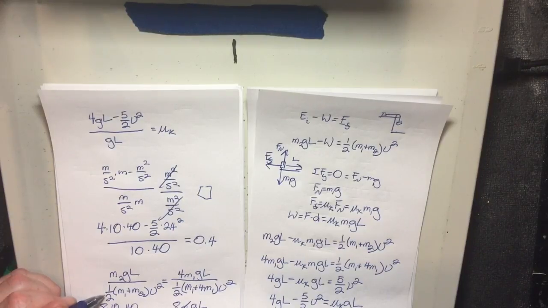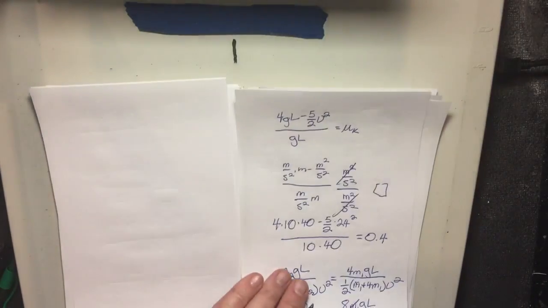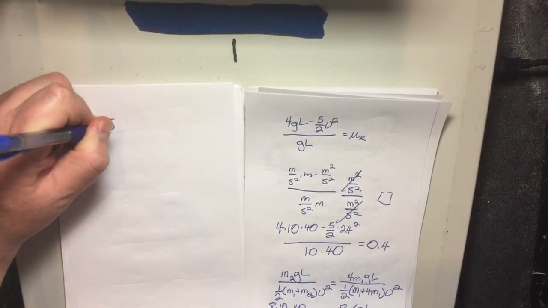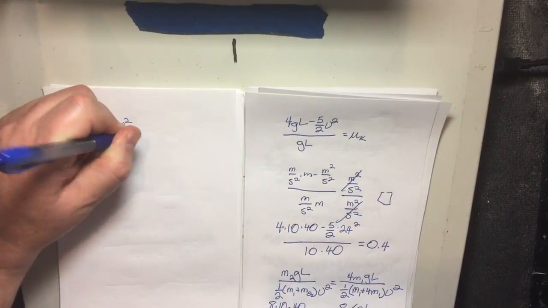It should be E final over E initial. I have E initial over E final. So really all you've got to do is take it and invert it. So really the answer that I'm looking for is 5b squared over 8gl.